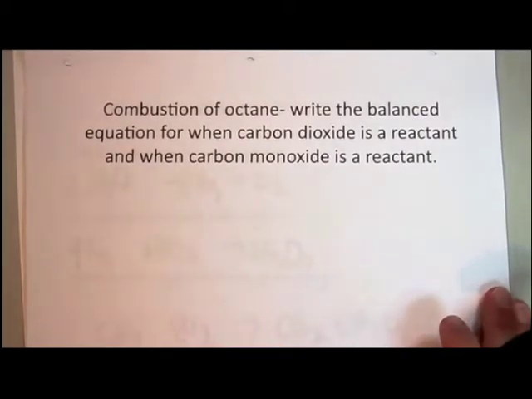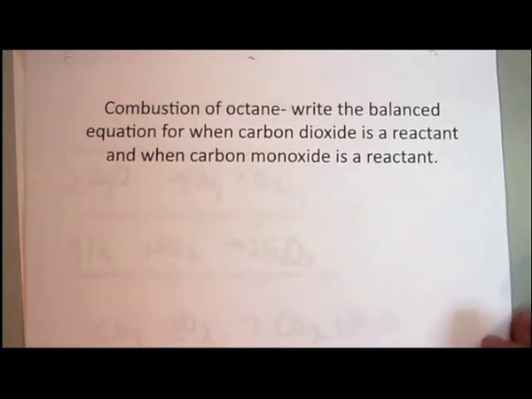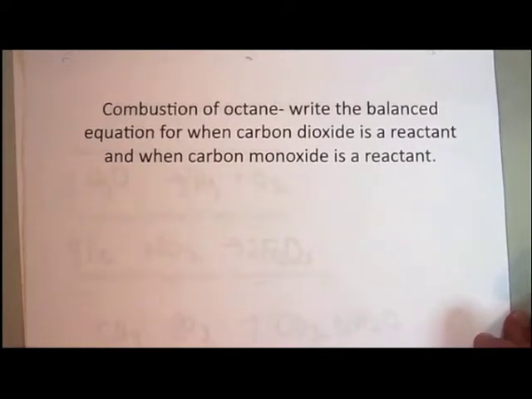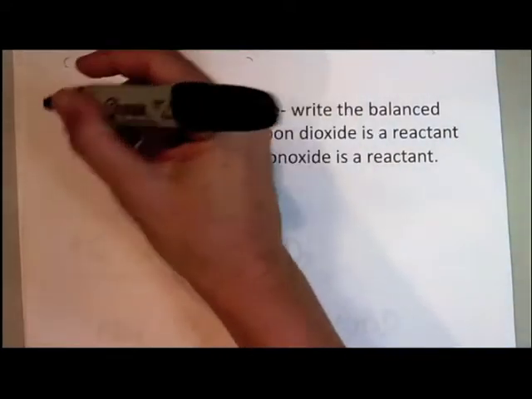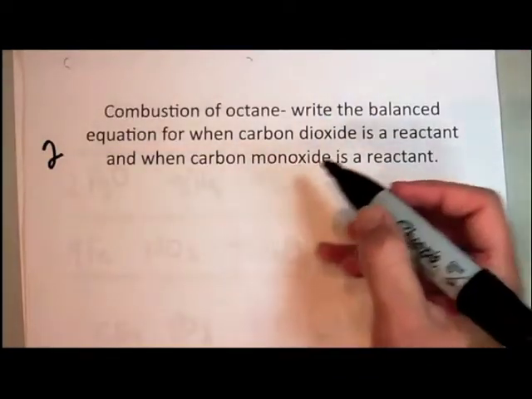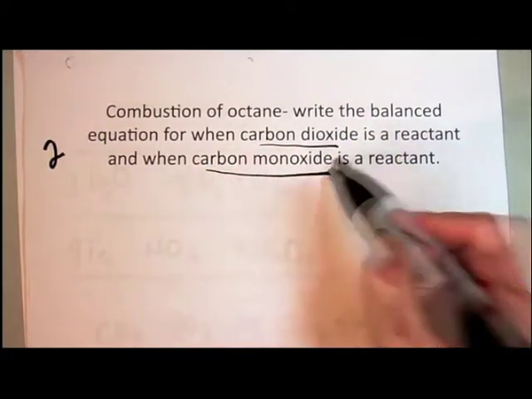In your group, see if you can figure this one out. It says the combustion of octane. Write the balanced equation for when carbon dioxide is a reactant and when carbon monoxide is a reactant. I want you to write actually two balanced equations. One of them when carbon dioxide is a reactant, and one of them when carbon monoxide is a reactant.